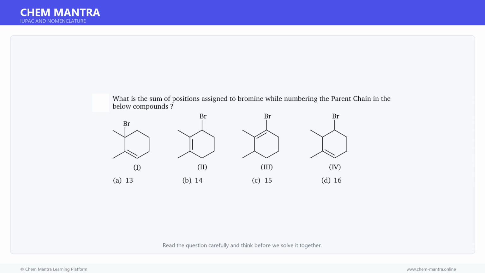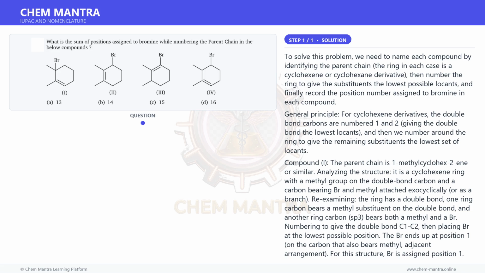Here is a question. Read it carefully and think about the answer. Let us solve it step by step. Let us begin solving this step by step. To solve this problem, we need to name each compound by identifying the parent chain.